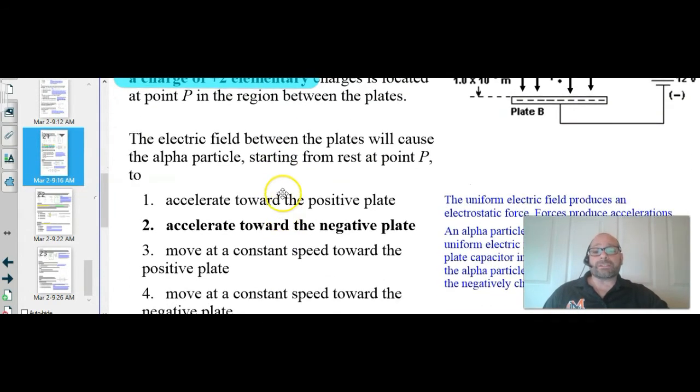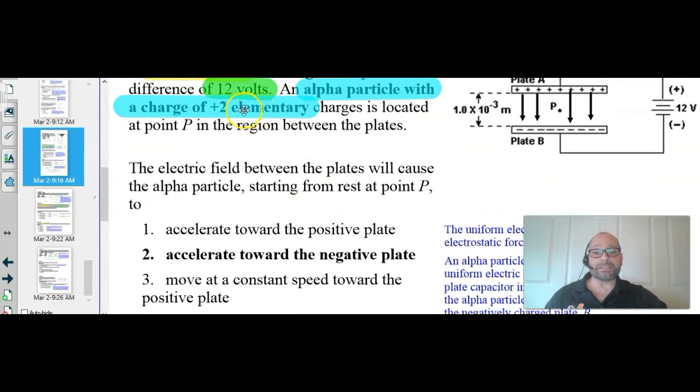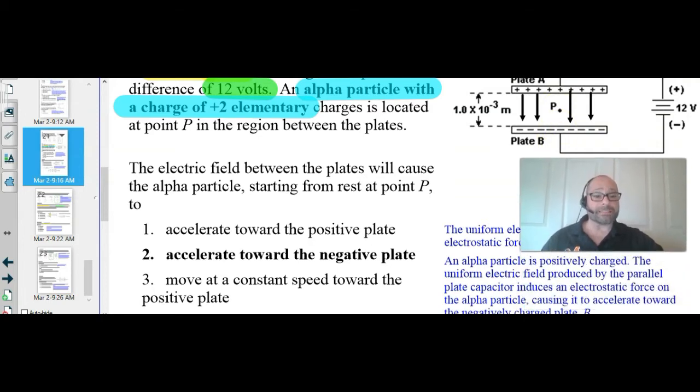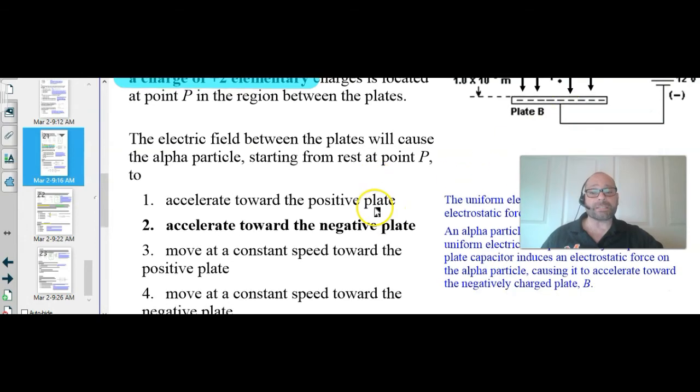The question asks, the electric field between the plates will cause the alpha particle, starting from rest at point P, to do something. And what is that something? Well, if it's a positive 2, that means that at point P it will be repelled from the positive plate and it will accelerate towards the negative plate. Remember, it's in an electric field, and electric fields accelerate charges. That's it. Now let's look at the next part to this question.